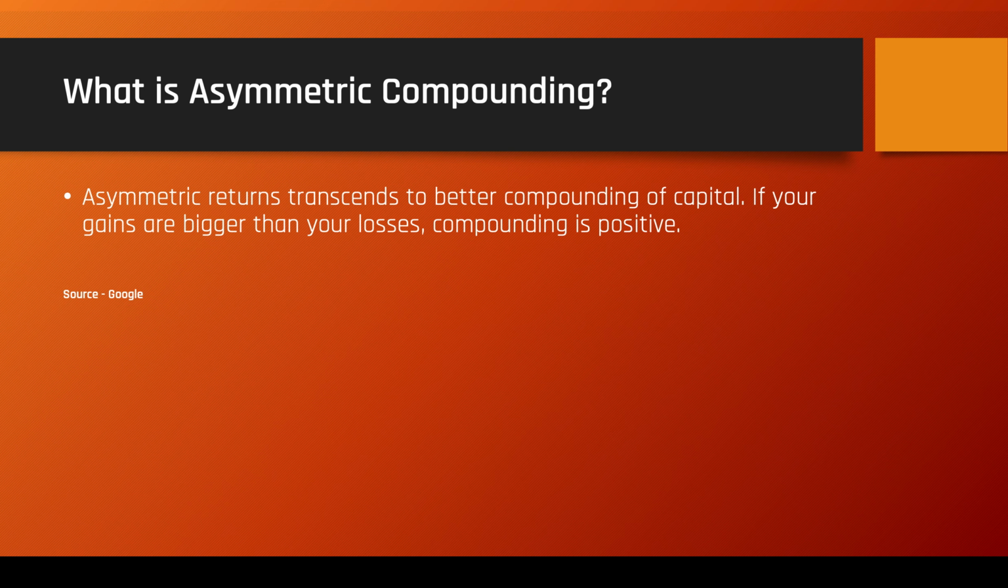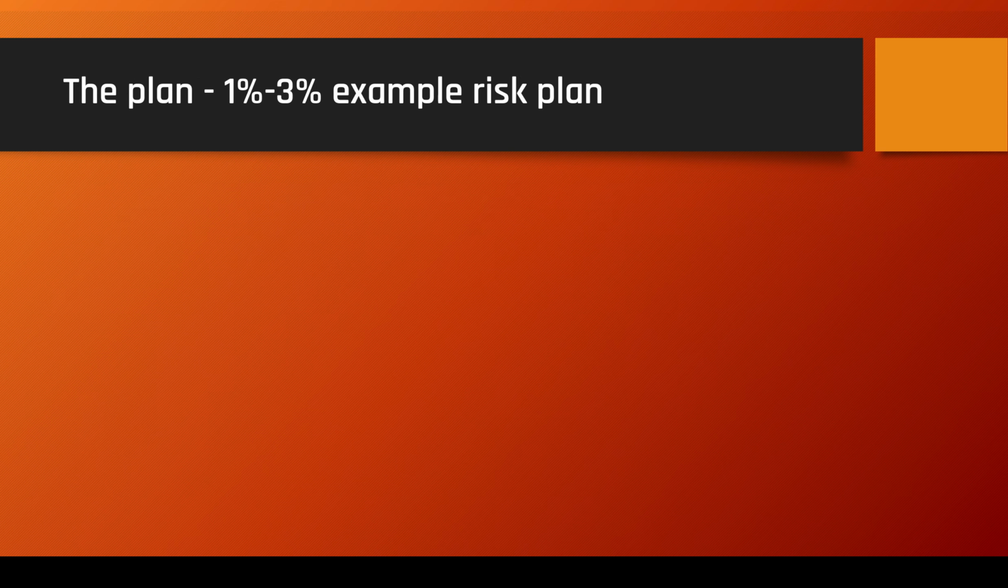So first and foremost, what is it? I just got this description off of Google. Asymmetric returns transcend to better compounding of capital. If your gains are bigger than your losses, compounding is positive. Now, if you don't quite understand what that means, don't worry, because I'm going to go through it in numbers in a second with some examples that, if you're traders, you'll understand. We don't deal with words often, so forget about that.